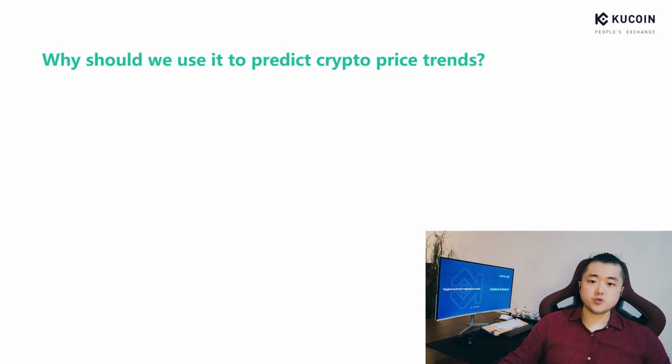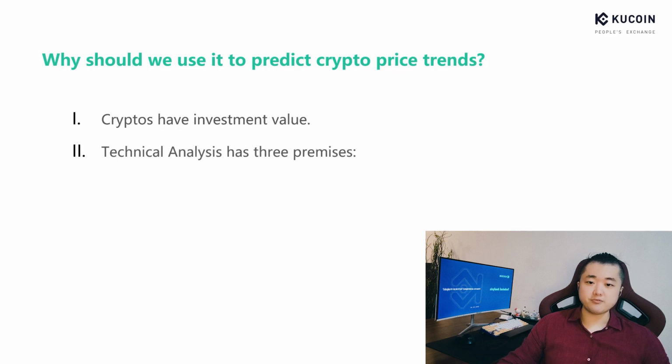So why should we use technical analysis to predict crypto price trends? Firstly, we should admit that cryptos have investment value. They can be regarded as a financial instrument, which means we can make profits from them, such as income or arbitrage. In addition, technical analysis has three premises.